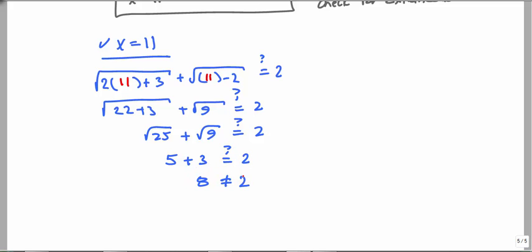Now notice if this had been a minus sign, it would have been great. And that's one of the things that comes up about extraneous roots, is when you square both sides, that positive and negative difference. So it's important to check it. So here we have to say, therefore, x equals 11 is not a solution. It's an extraneous root.